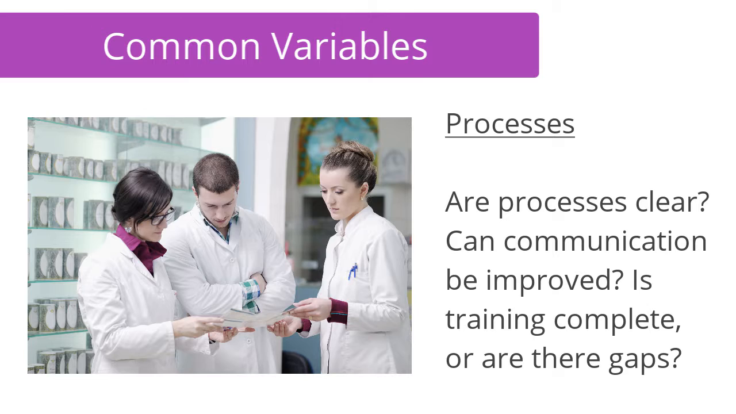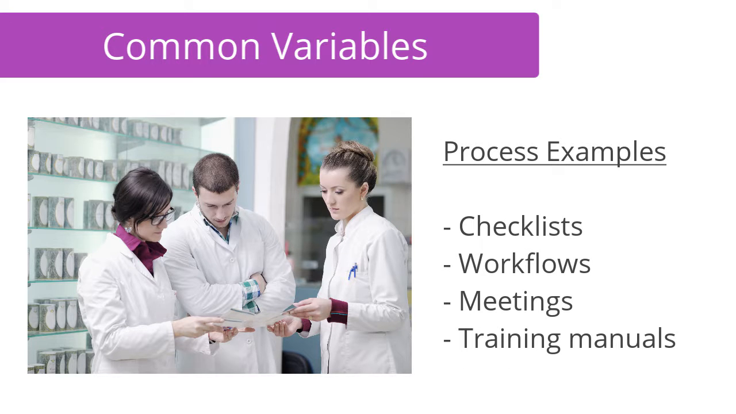Processes. Consider if the processes are clear. Is there a way to improve communication around the processes? The project manager should consider if the training is complete. Are there gaps or gray areas in processes that may have been the cause of an issue? Examples of processes are checklists, workflows, face-to-face training, WebEx meetings, and recordings that team members can listen to anytime, or a well-written training manual or guidance document.